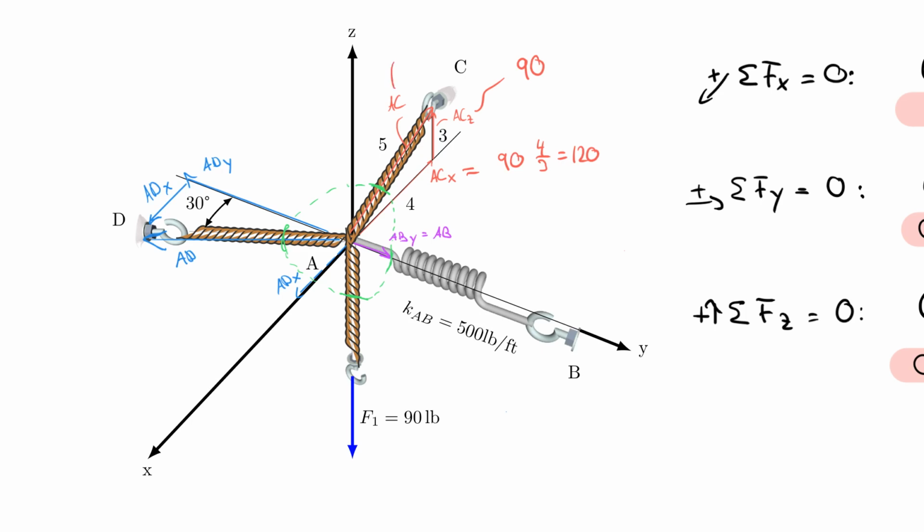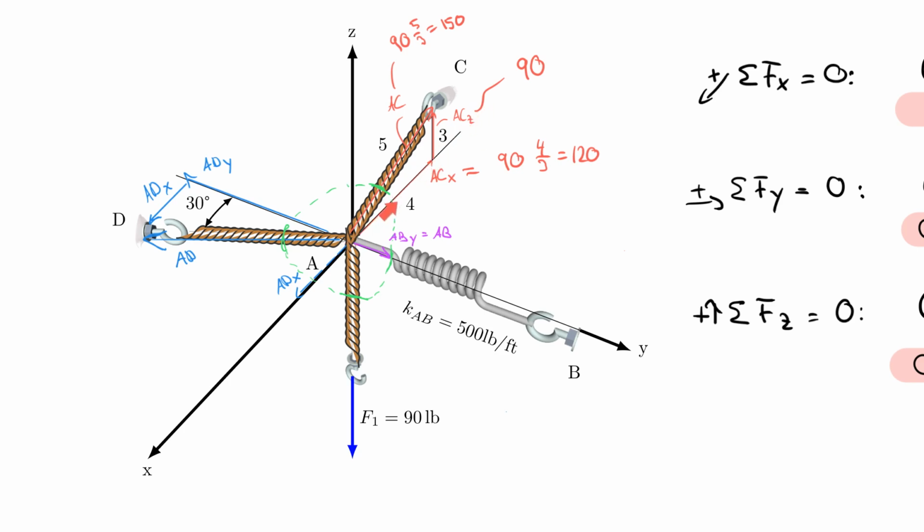Of course, I could also calculate the magnitude, which would be 90 divided by 3 multiplied by 5, which then becomes 150, but we don't even worry about this, just for completeness reasons. What I'm really worried about, or what I really want to continue with, is the 120. Because the 120 is pulling in the negative x direction now.